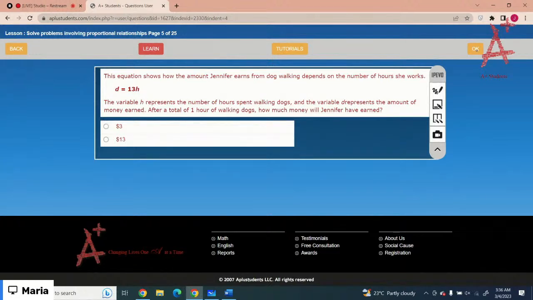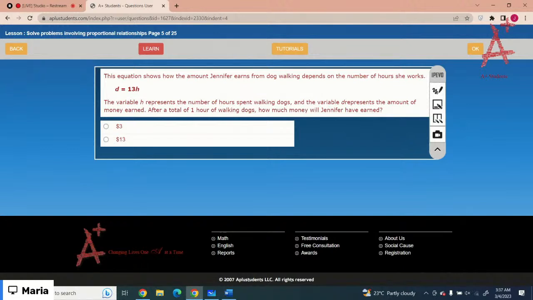This equation shows how the amount Jennifer earns from dog walking depends on the number of hours she works. D equals 13H. Got it? The variable H represents the number of hours spent walking dogs, and the variable D represents the amount of money earned. After a total of 1 hour of walking dogs, how much money will Jennifer have earned?